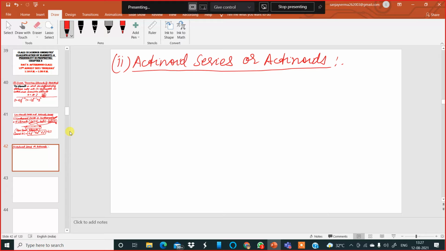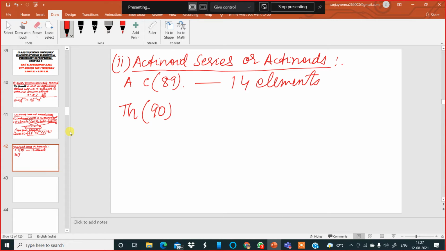Now, in the actinoids, these elements follow actinium, Ac. And this also contains a total of 14 elements, starting from Th, that is thorium, atomic number 90, and ending in Lr, that is lawrencium, atomic number 103.